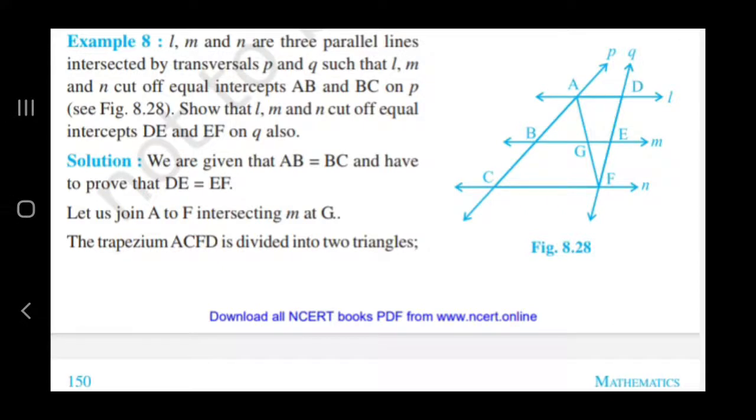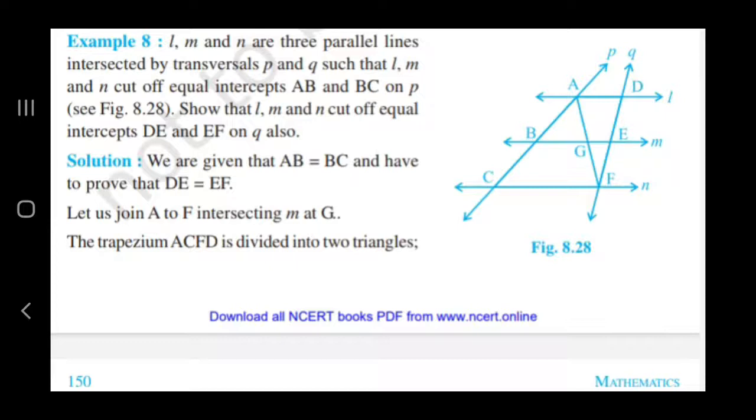Yes, this one. L, M and N are three parallel lines. You can use small letters to represent the lines. If you are representing by small letter, one letter is enough. L, M and N are parallel lines intersected by transversals P and Q such that L, M and N cut off equal intercepts AB and BC on P. Show that L, M and N cut off equal intercepts DE and EF on Q also.